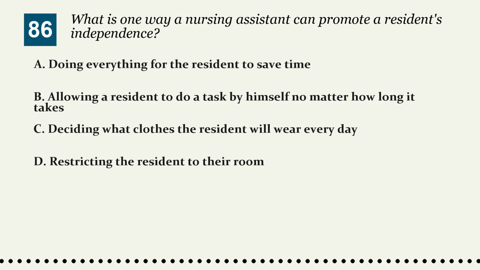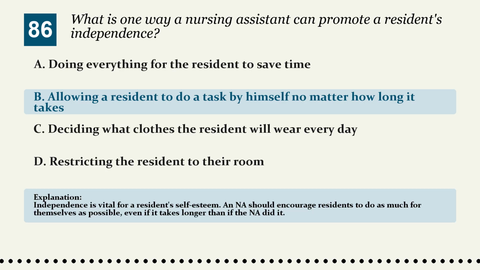Question 86. What is one way a nursing assistant can promote a resident's independence? Option A, doing everything for the resident to save time. Option B, allowing a resident to do a task by himself no matter how long it takes. Option C, deciding what clothes the resident will wear every day. Option D, restricting the resident to their room. The correct answer is option B, allowing a resident to do a task by himself no matter how long it takes. Independence is vital for a resident's self-esteem, and NAs should encourage residents to do as much for themselves as possible, even if it takes longer than if the NA did it.